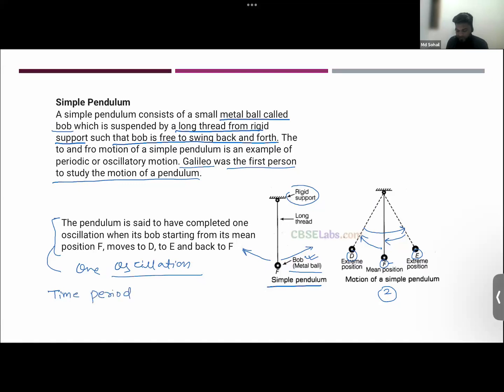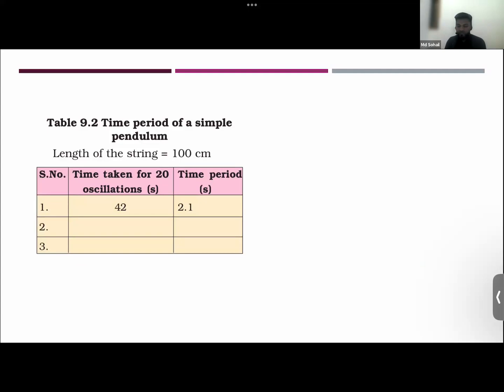Time period. So how do we define this time period? Time taken to complete one oscillation is called the time period of the pendulum. Okay. So suppose I say that I have a string here, its length is 100 centimeter. I have attached a bob here. And to complete one oscillation, here we need to find its time period.